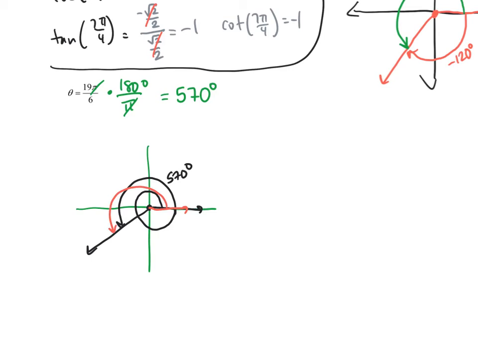So again, in the previous one we had to add 360. We can also subtract 360. So you can always add or subtract 360 to get to an angle that's on your unit circle. So I get to 210.